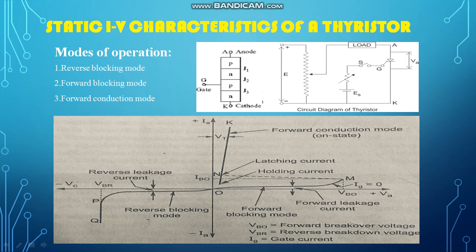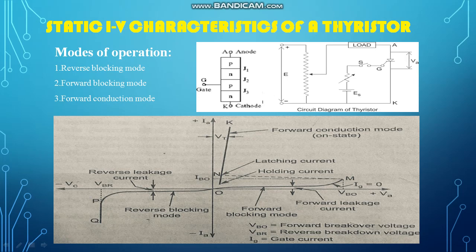Then what will happen? As you go on increasing the voltage, some leakage current will flow. Now junction J1, PN, is forward biased. Junction J3, that is P to N, is also forward biased. Only junction J2 is not forward biased, it is reverse biased. So it will not conduct, but there is some leakage current. Here you can see this is the leakage current. Voltage is increasing, there is some leakage current, and till this point, the breakover voltage, it will block. The device will not be conducting.